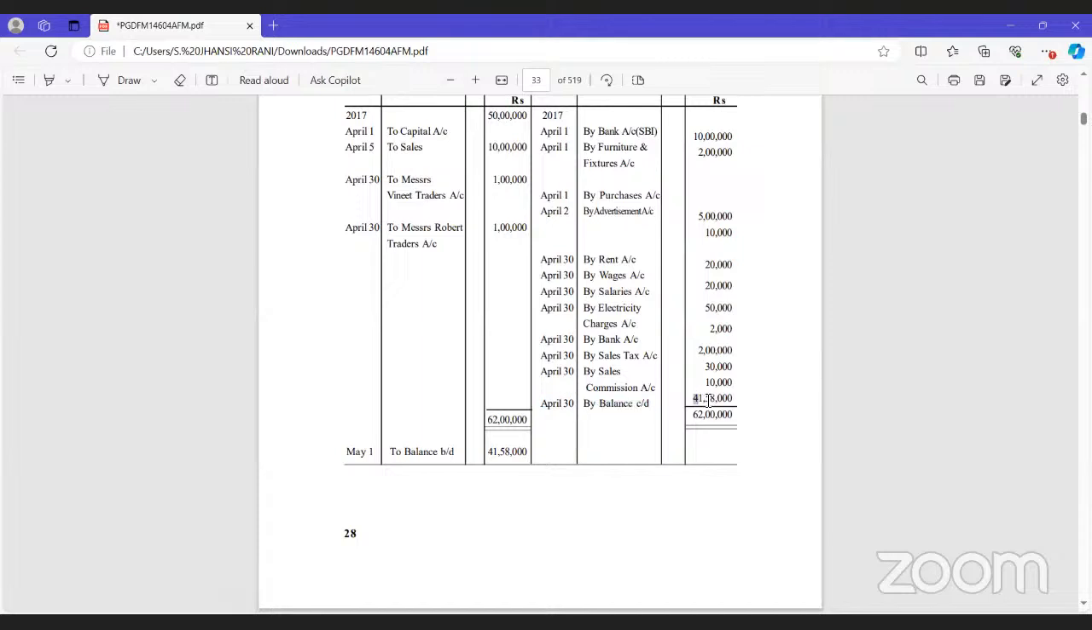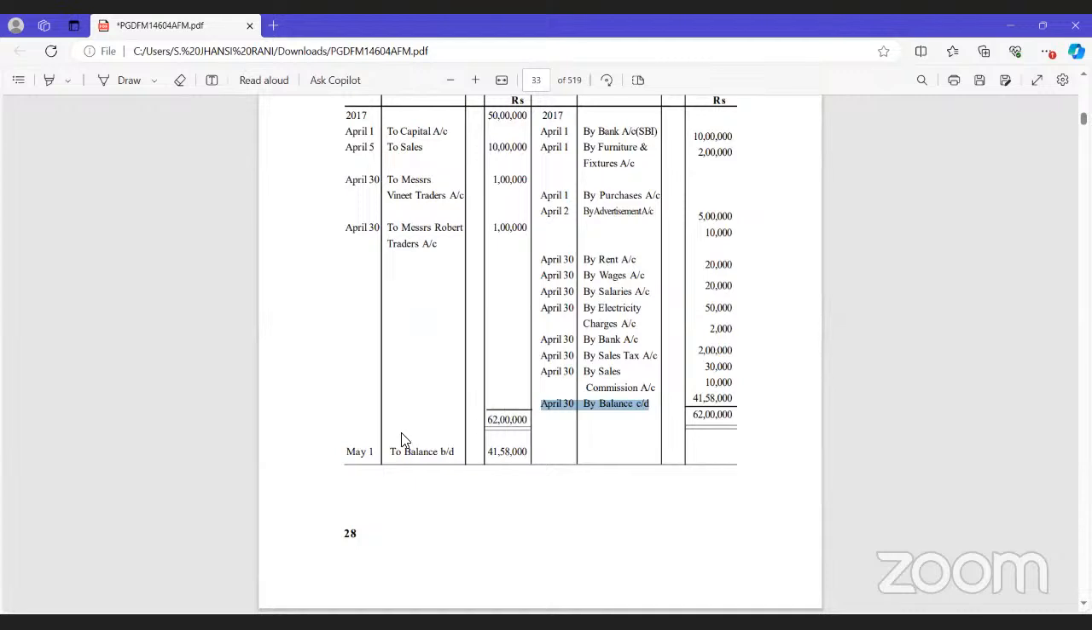How did I get this amount 41 lakh 58,000? The difference of the 62 lakhs. 62 lakhs minus all these amounts, I got the difference of 41 lakhs 58,000. And this is called closing of account. Like this, we draw two lines below this. And this balance will be brought to the next month.